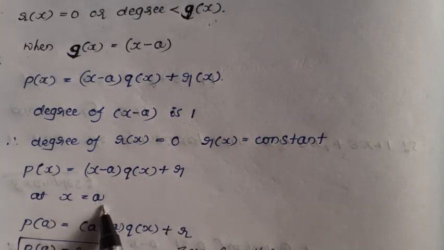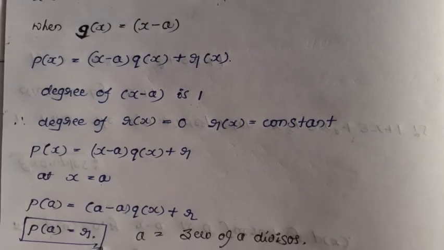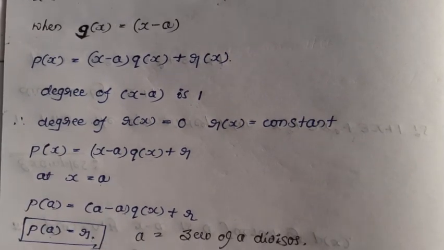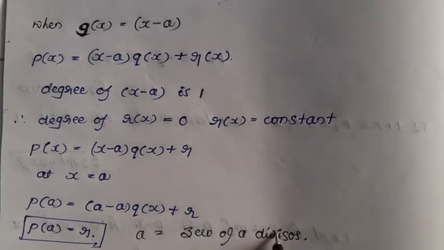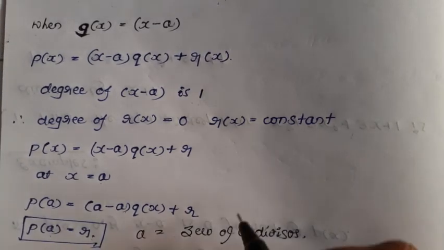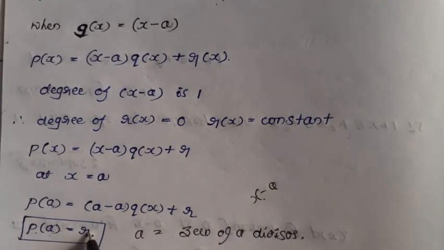At the point x equal to a, what happens? P of a becomes r. That means the remainder theorem says that p of a is equal to r. That means the remainder is equal to the value of the polynomial at the point a. That means a is the zero of the divisor. So if we have x minus a as the divisor, then p of a becomes the remainder.